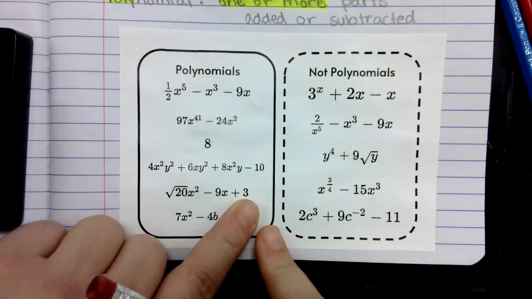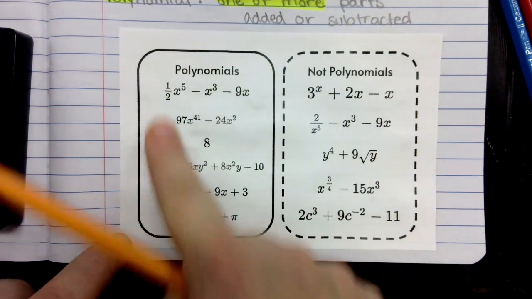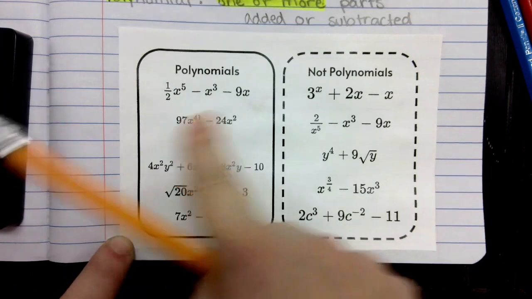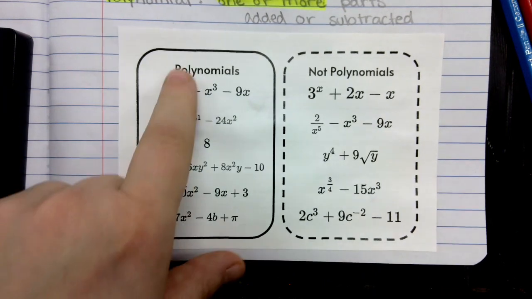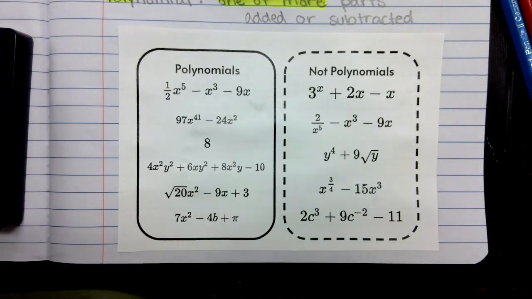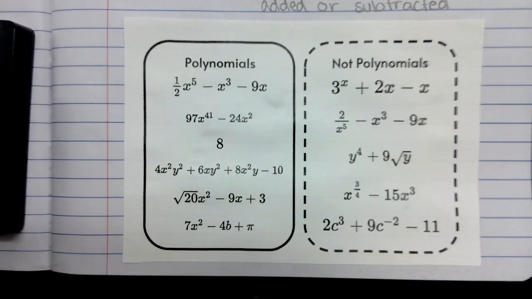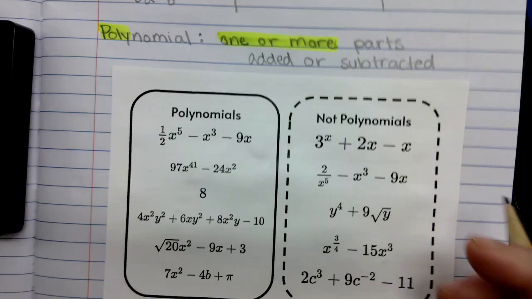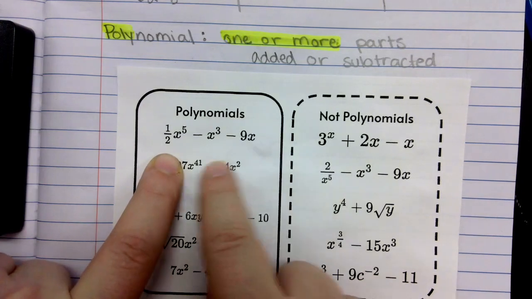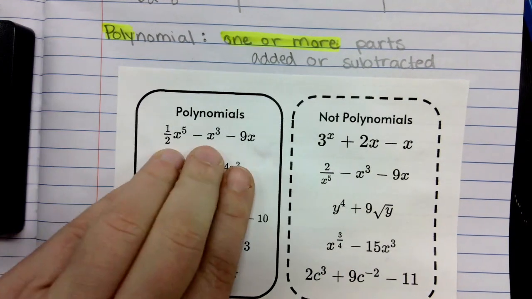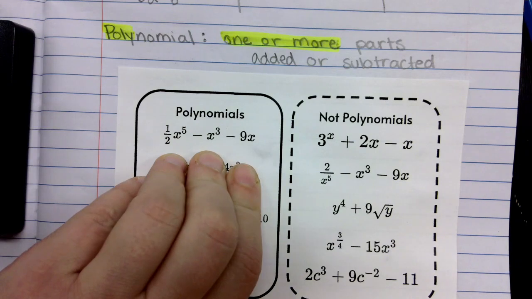All right, what do you notice about this next one? It's 4 parts. Is it okay to have 4 parts? Yeah, remember a polynomial is 1 or more. So is it okay to have 4 parts? Yeah. We just don't have a name for that yet, and that's okay.